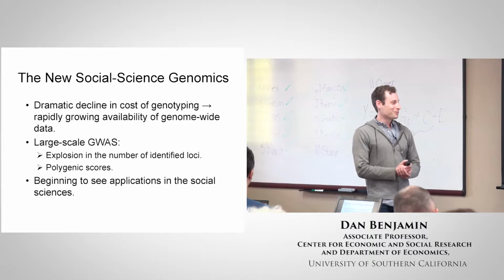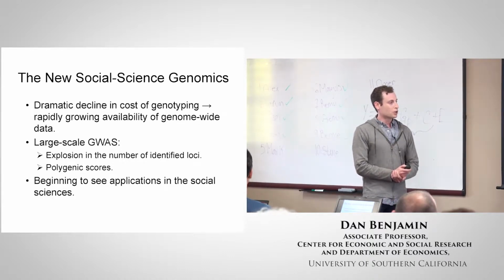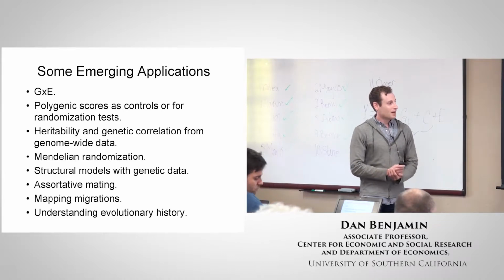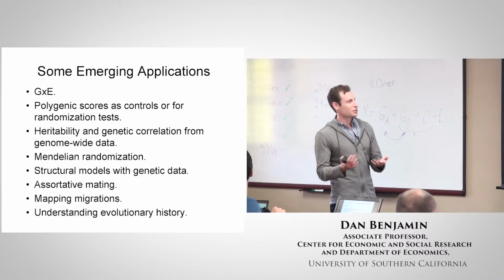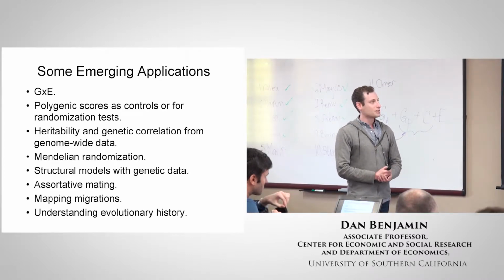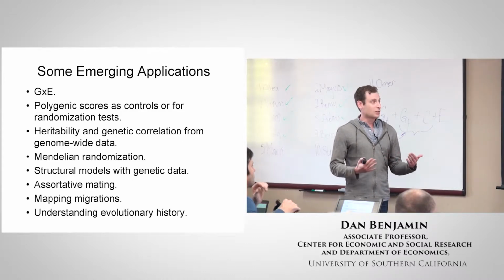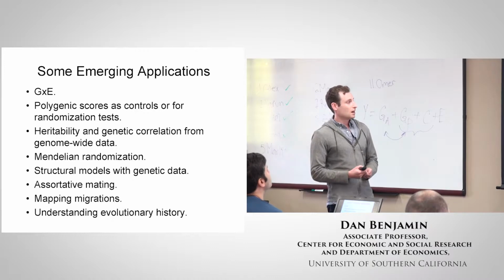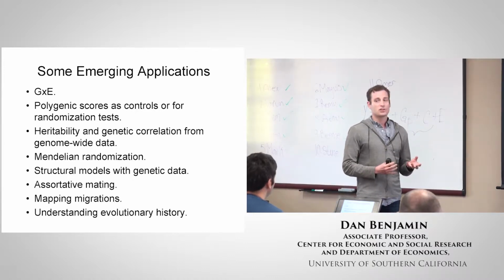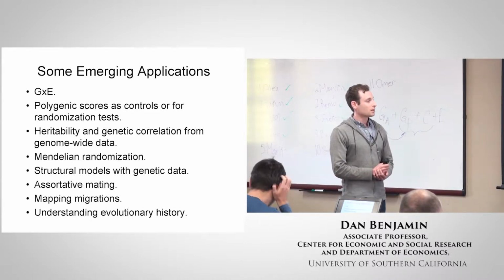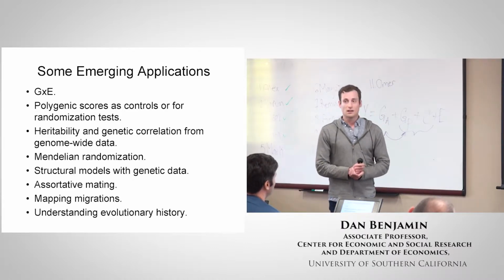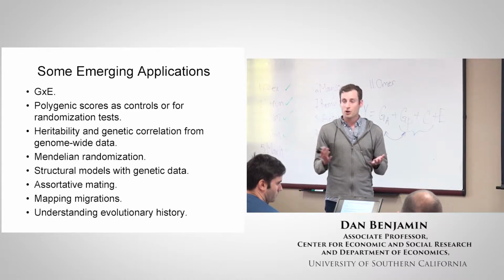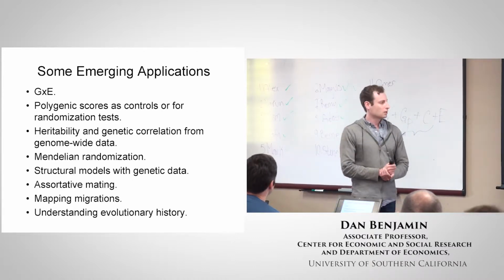As we've been talking about now for 2 weeks, we're starting to see applications using genomic data in the social sciences. To list some of the many kinds of applications that are possible: G by E, polygenic scores as control variables or for use in randomization tests, estimating heritability or genetic correlation from non-twin and family samples, directly using the genetic evidence, Mendelian randomization studies. We haven't talked about structural modeling using genetic data, but that's another, I think, very promising kind of application. You can directly study assortative mating, for example, looking at the genetic relatedness of partners. I think Dalton Conley has some work along those lines.